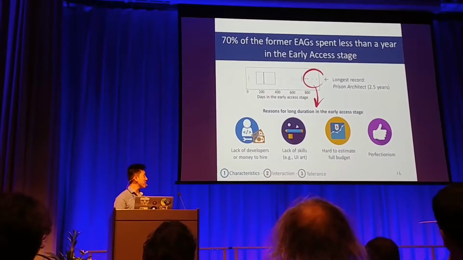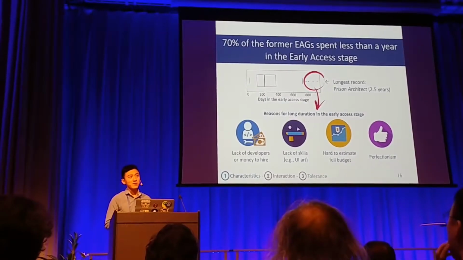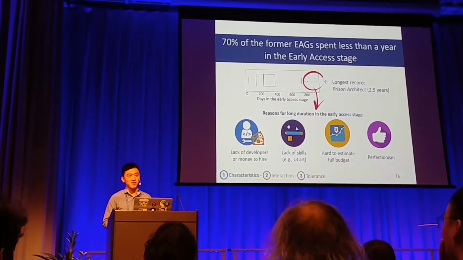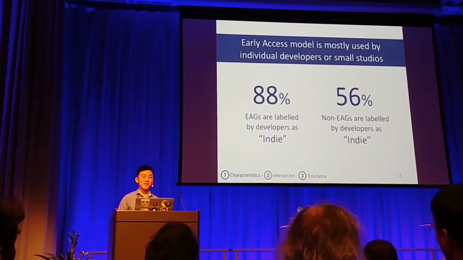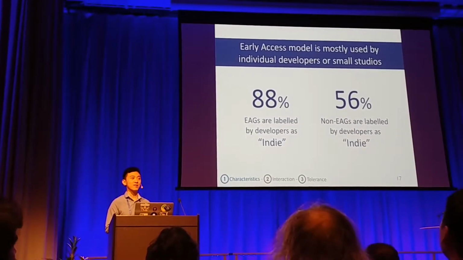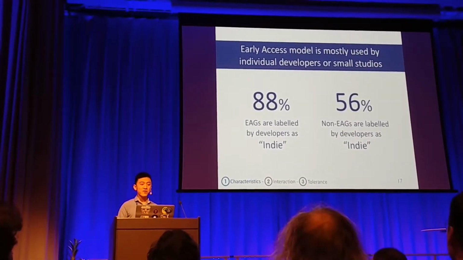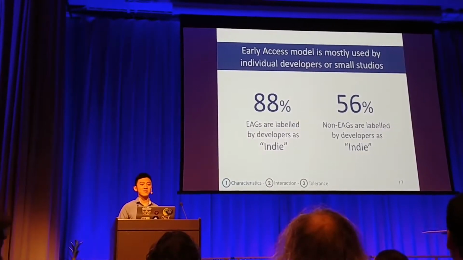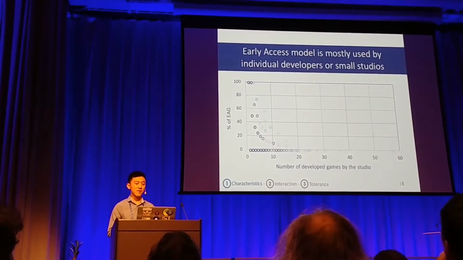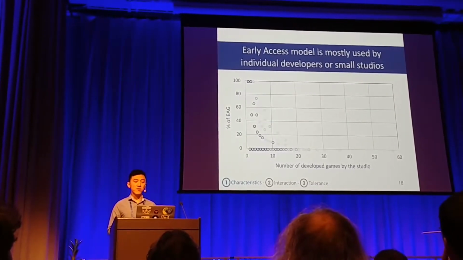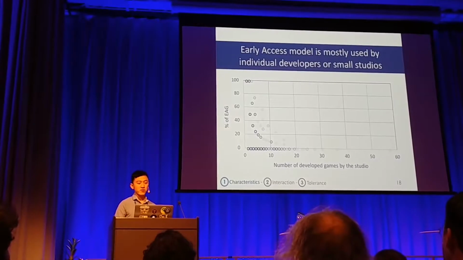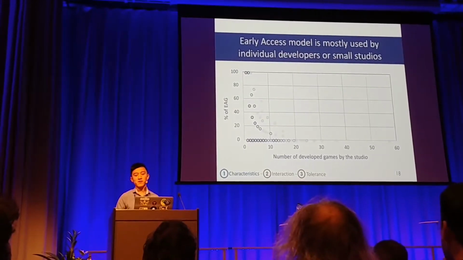And we can see that there are a lot of reasons related to money, which leads us to wonder whether the developers of early access games are usually poor or don't have a lot of budget. Yeah, actually, indeed, that's the case. Because if we look at early access games, we see that 88% of them are labeled by their developers as indie games, compared to 56% for non-early access games. This is a large number. And we further look at how many games these developers have developed. We see that the people who use the model generally have a very low number of games on the Steam platform. And a studio with a tremendously large number of games usually doesn't use it at all.